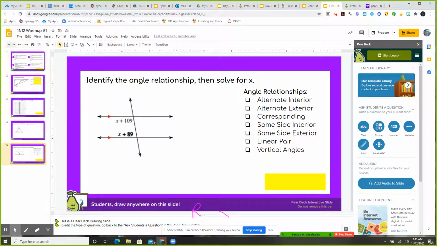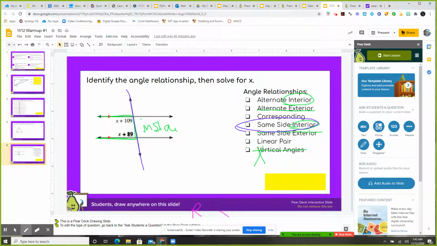What can I check over here on the right side? What is the relationship between these two angles here? Are they inside or outside of the parallel lines? They are definitely inside. So it's got to be either inside or inside. It can't be exterior. They're definitely not vertical because they don't make a V. So are they on the same side or alternate sides of that transversal? Same side. So same side interior.